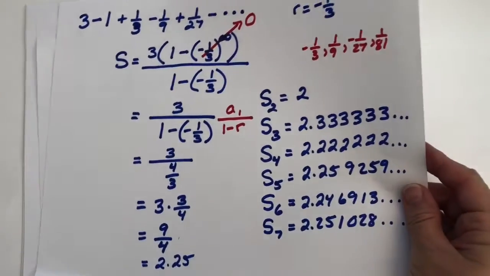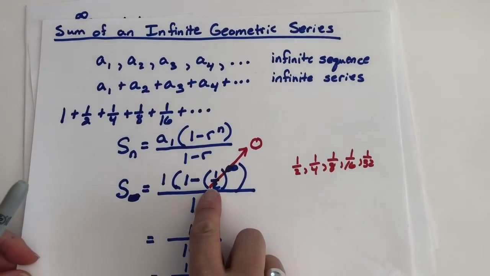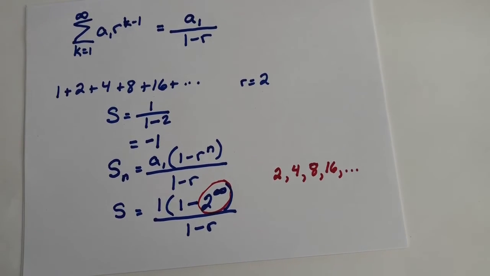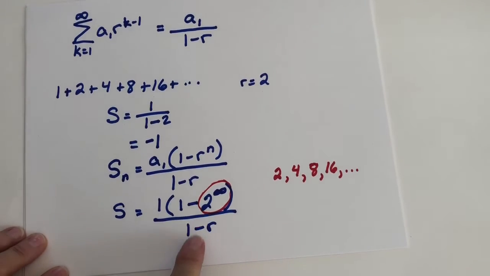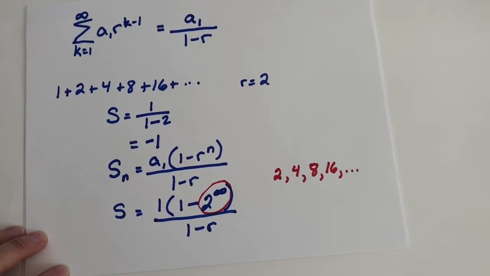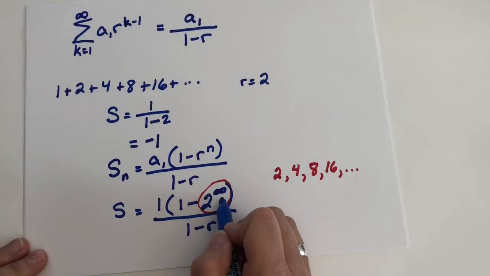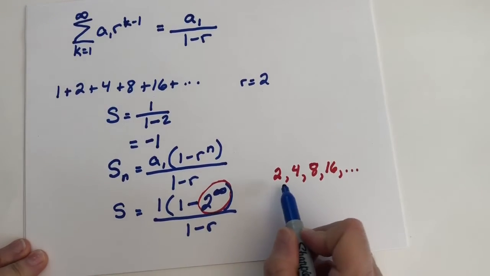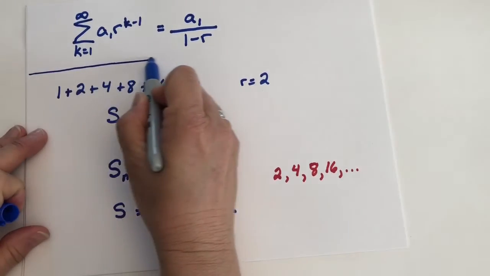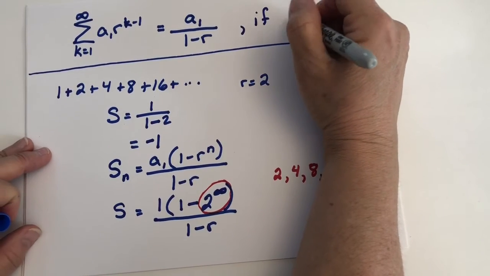Let me remind you the two previous cases. Right here, the r value was -1/3, and in this case, our r value was 1/2. And it turns out that your r value must be between -1 and 1 in order for this expression to go to 0. And we had 1/2 in a previous example and -1/3, but raising 2 to a power does not end up with an expression that goes to 0. So this formula is valid only if r is between -1 and 1.